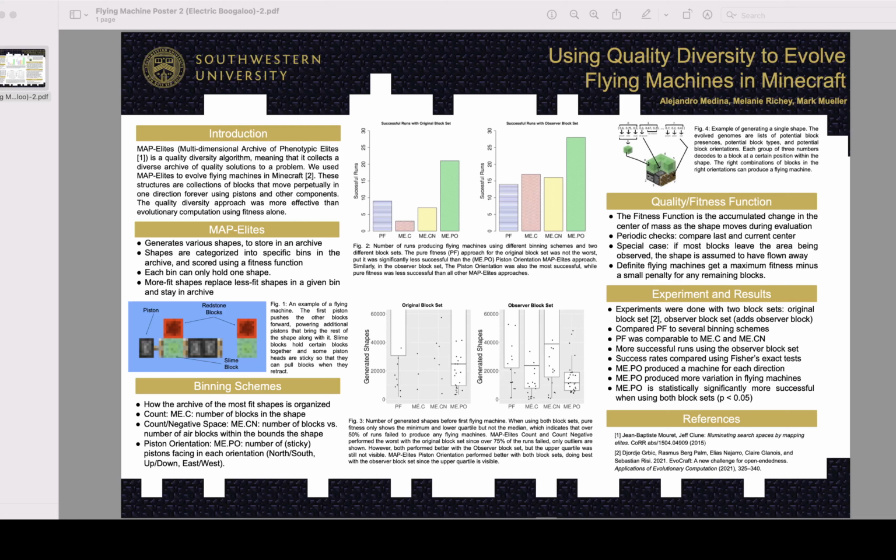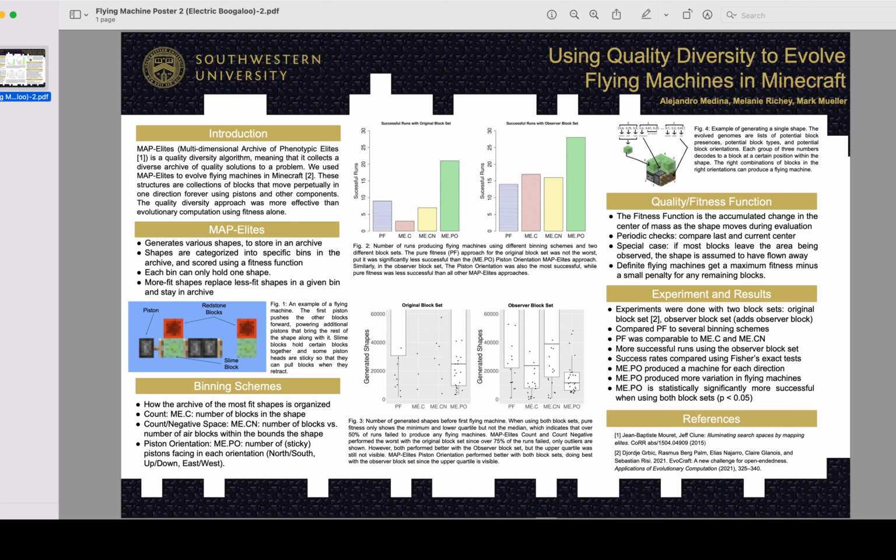This work is titled Using Quality Diversity to Evolve Flying Machines in Minecraft and was done by Alejandro Medina, Mel Richey, and Mark Mueller. Multidimensional Archive of Phenotypic Elites, or MAP Elites, is a quality diversity algorithm that collects a diverse archive of quality solutions to a problem. We applied MAP Elites to Minecraft, a popular game for exploring creativity and world building.